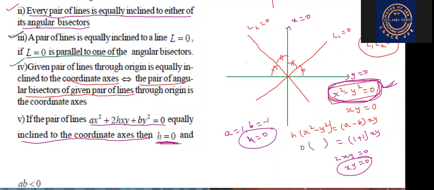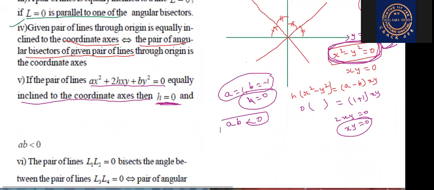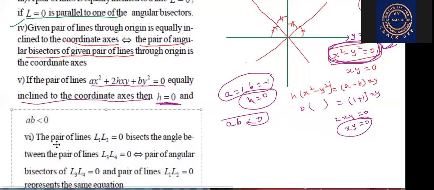H is equal to 0, and observe the values of a and b: one is 1, another one is -1, but their product is less than 0. Here it is already given that h is equal to 0 and ab is less than 0. This is another point. Next, the most important point, the sixth one.